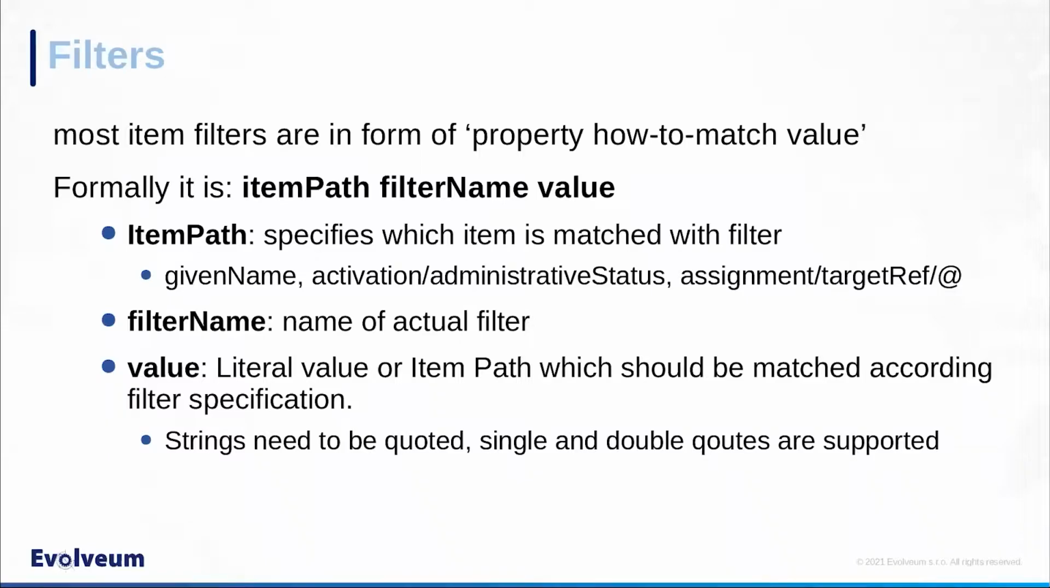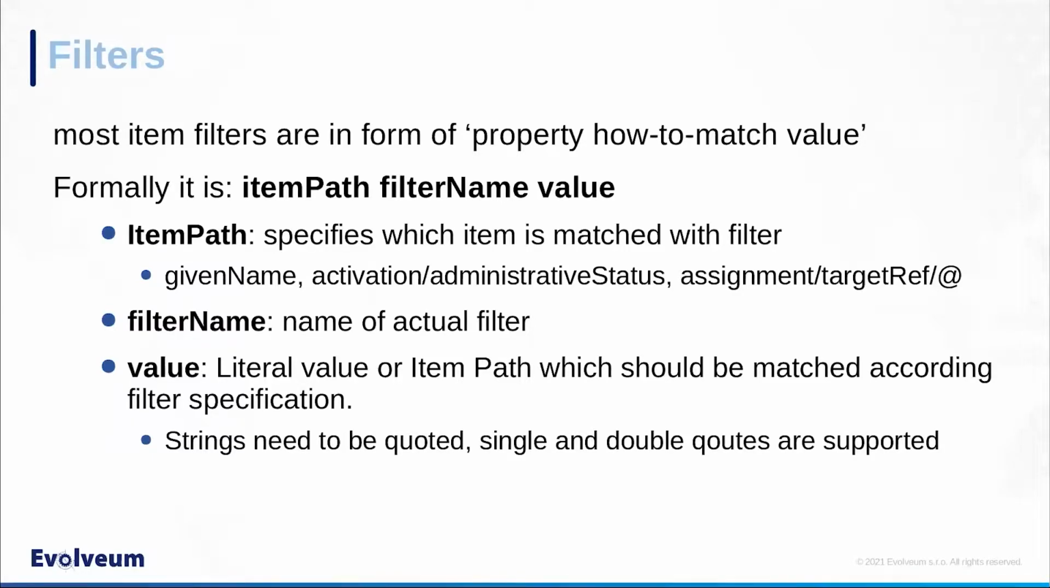Most filters are in the form of property, then how we want to match it, and the value against which we want to match it. Formally, it's a triplet of item path, filter name, and value. The item path, some of you may be familiar with it, is the same as in the mappings, and specifies which item should be matched by the filter. For example, a given name or activation administrative status, or more specific ones, such as the assignment target ref.